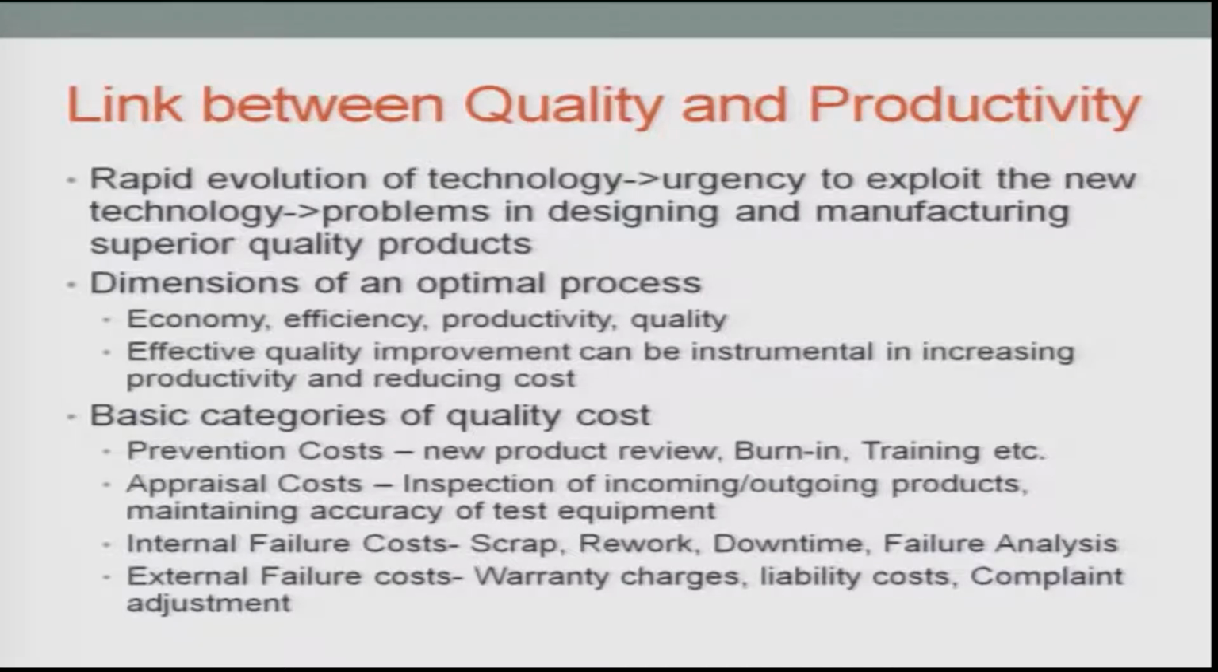So, maintaining the accuracy of the test equipment and how you do the appraisals is definitely costly, and that has to be taken into consideration. Internal failure costs are scraps, residuals, and the reworks that have to be done. External failure costs, warranty charges, liability costs, complaint adjustments, all these things can definitely be a part and parcel of the basic category of quality cost, which definitely have a positive or a negative impact depending on how you have been able to utilize that.